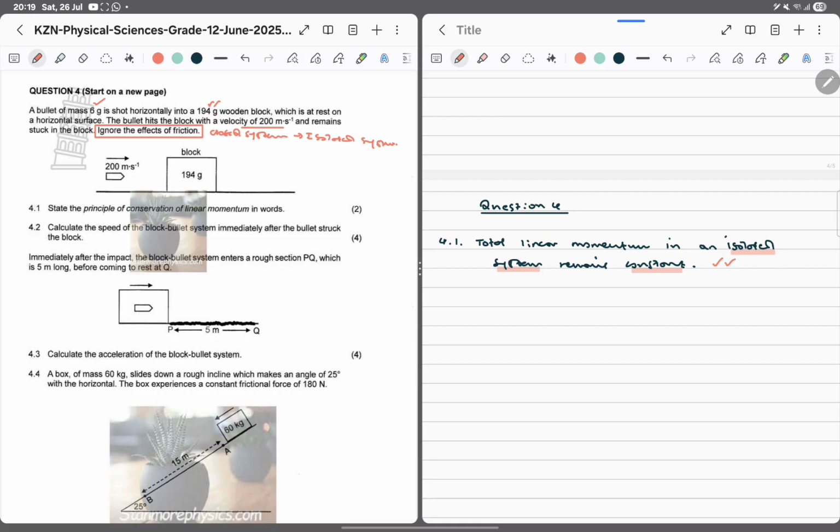Anyway, basically, guys, the cornerstones of this topic, of this definition, is that this should be total linear momentum. And we need to hear something about an isolated system or a closed system. Whichever you choose to use, there's no issue.